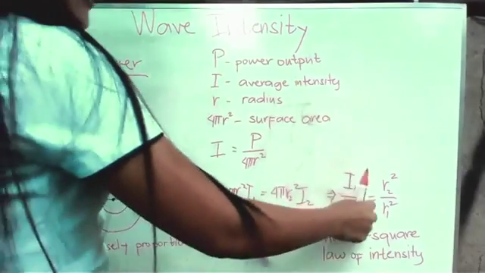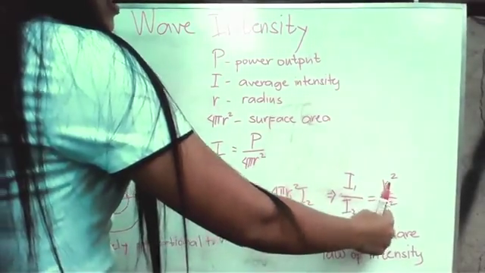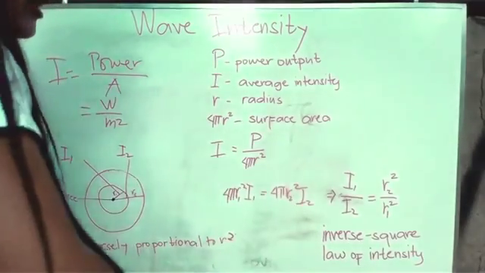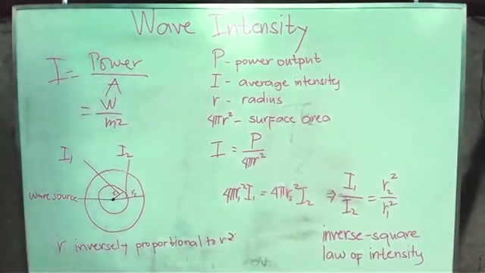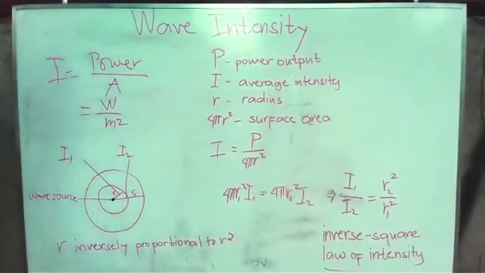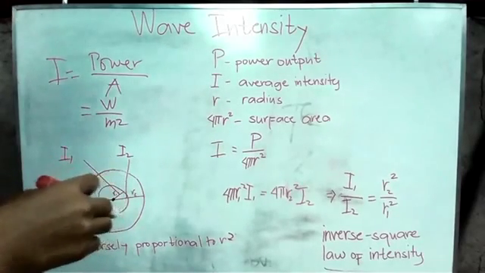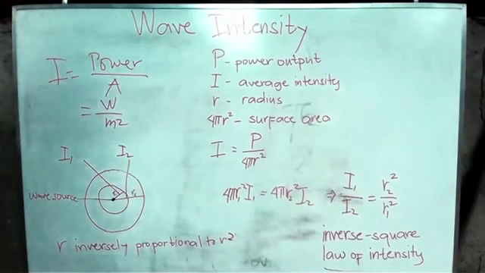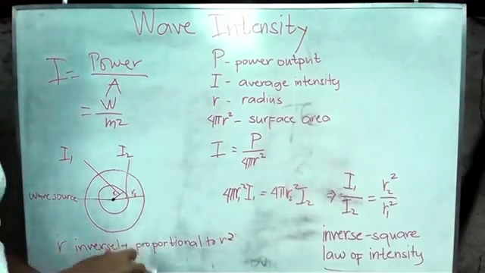Proportionality: I1 is inversely proportional to I2, which is equal to R2 squared over R1 squared. This is what we call the inverse square law of intensity. The greater the distance from a wave source, the greater the area over which the wave power is distributed, and the smaller the intensity.